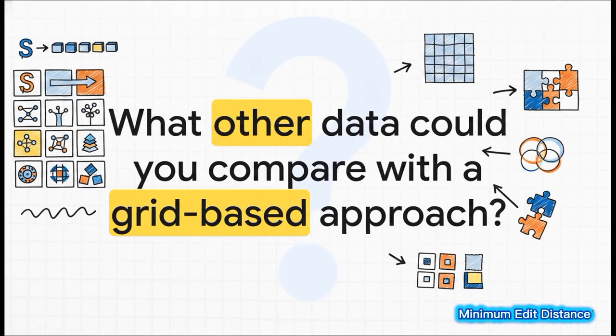So I'll just leave you with a final thought to mull over. This grid-based technique of breaking a big problem down into a lot of smaller, overlapping subproblems, it's one of the most powerful ideas in all of computer science. We've used it to compare strings, but what else could you use it for? What other kinds of complex things could you compare this way? Have a think on that.